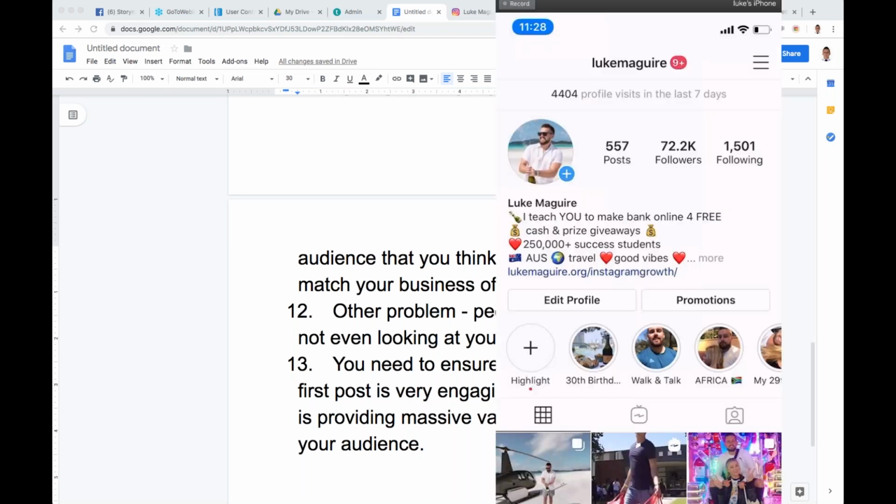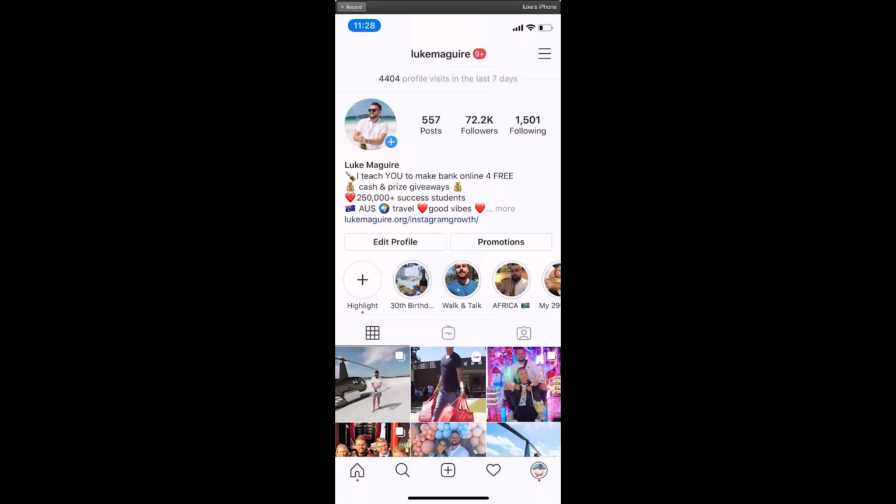So you should be able to see my phone here. Let me know if you can see it, because again, I just want to make sure we're all following along. If there's any questions, you can let me know as we go through this. Let me know.